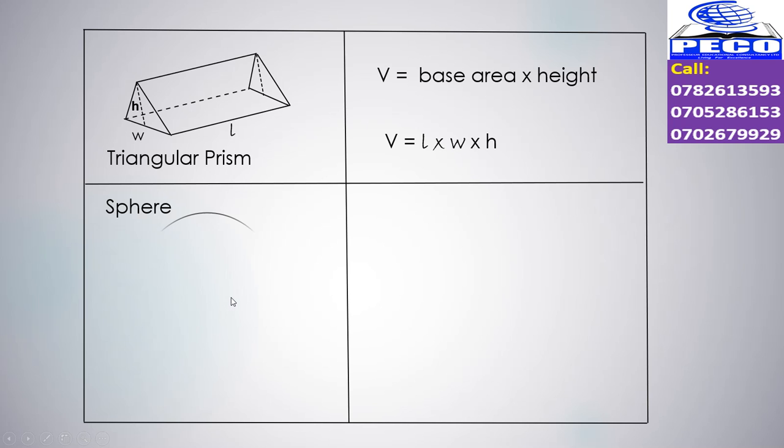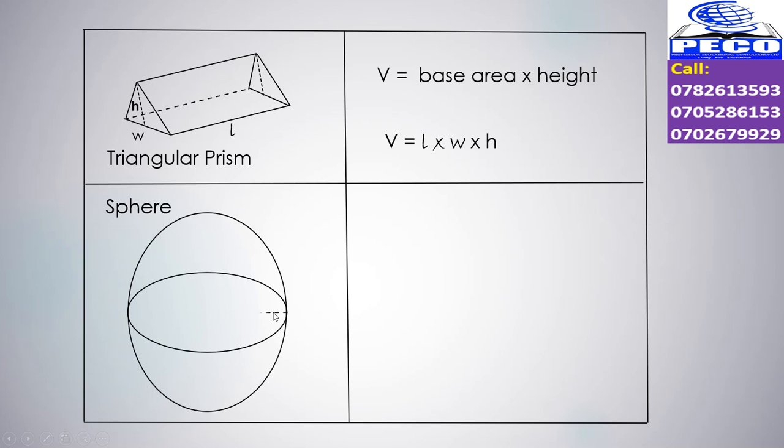And let's also look at the sphere. A sphere is something which is spherical. It's like a ball, basketball, netball, football. Those are spherical objects, and they have radius R. So the formula for volume of a sphere is given by 4/3 times pi r cubed. 4/3 times pi r cubed, or simply 4/3 pi r cubed. This is the formula for volume of a sphere. Now let us look at examples.